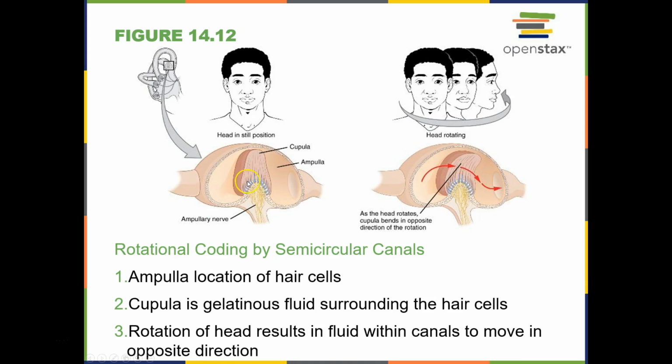And within that ampulla, we have a gelatinous material, and this is at the base of each of the semicircular canals, so you can see it all throughout.